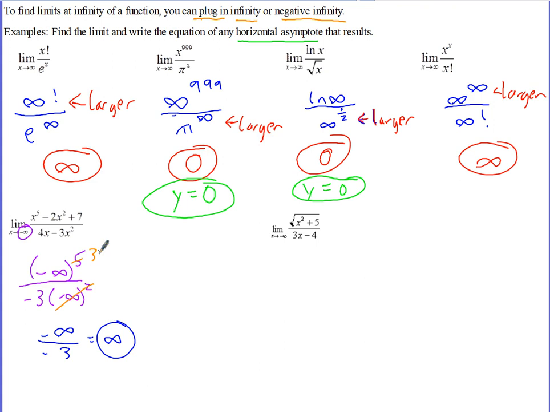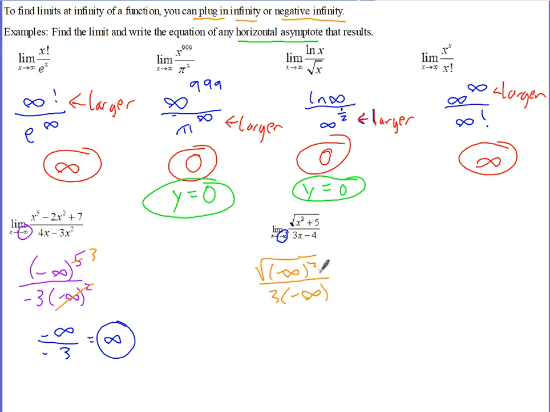That exponent of 3 actually mattered, because if it had been an even exponent, then this would have been a positive infinity over negative 3, which would have ended up being negative infinity. Let's try another one with negative infinity. Those tend to be a little trickier. So here we've got the square root of negative infinity squared over 3 times negative infinity. You have to be careful what you simplify first.